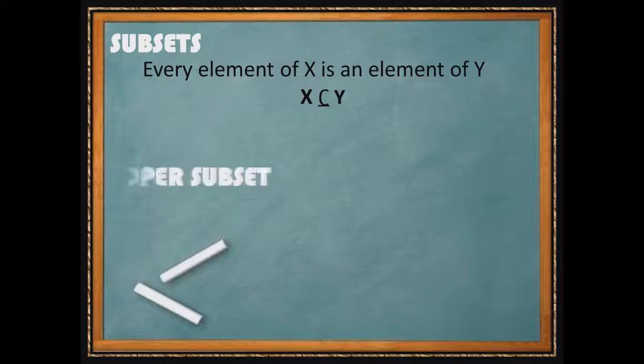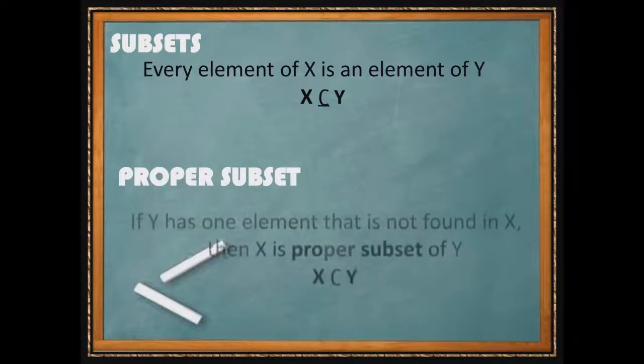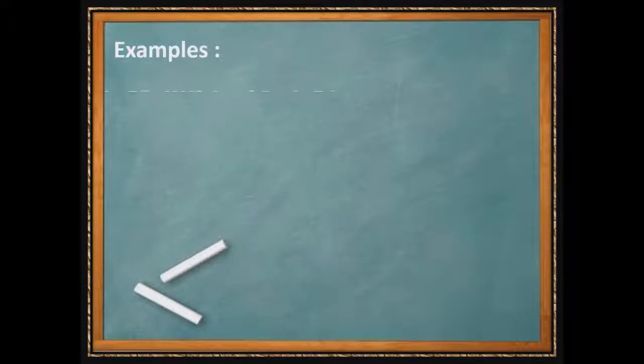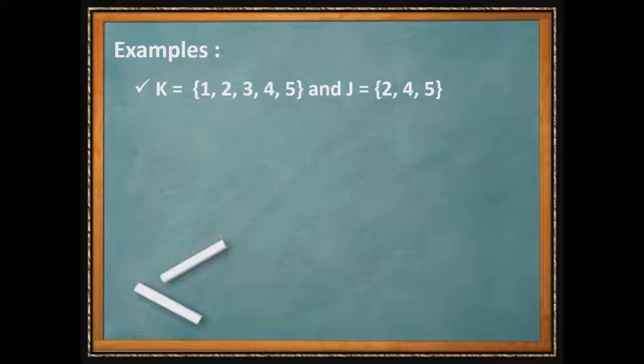Now we also have a proper subset. It means that if Y has one element that is not found in the other set, which is X, therefore X is a proper subset of Y. It is written in this symbol. For example, set K is a set of 1, 2, 3, 4, and 5. And the other set, J, is a set of 2, 4, and 5.